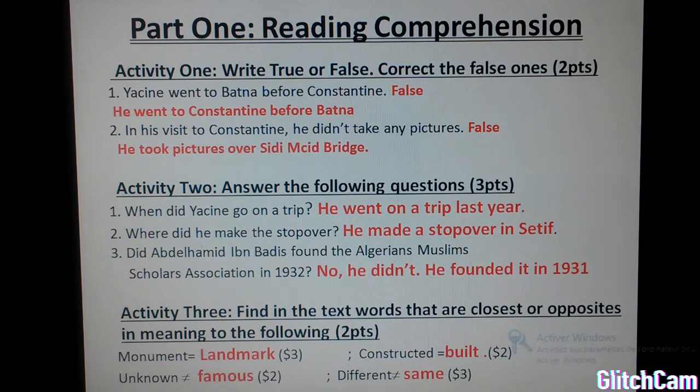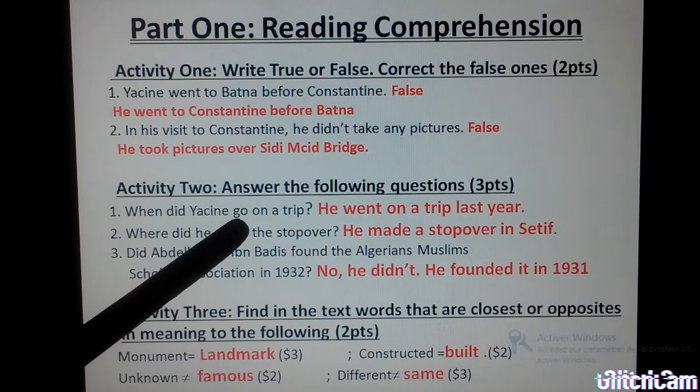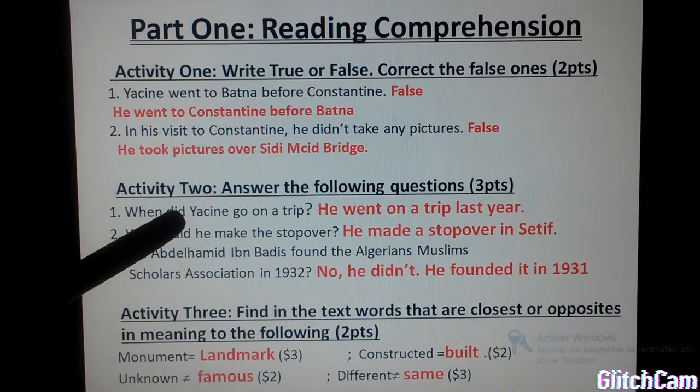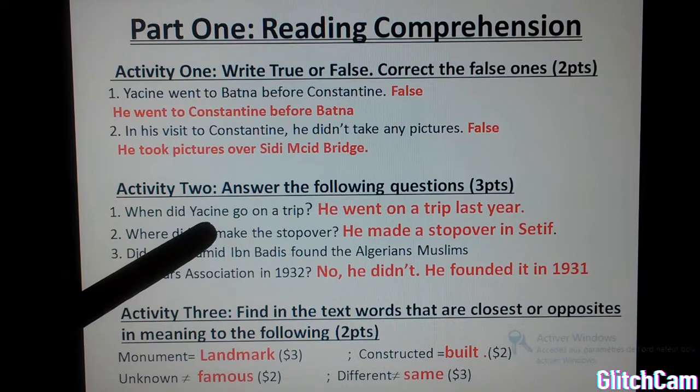Activity 2, when did Yassin go on a trip? When I say go, the past of go is went. Be careful. Here, you have did. How do we know a sentence is in the past? Our question has did, so it's the past. The answer, automatically, what do we do? Always remove the auxiliary. We don't need the auxiliary.